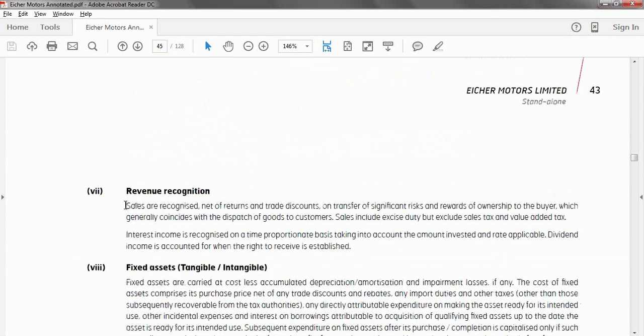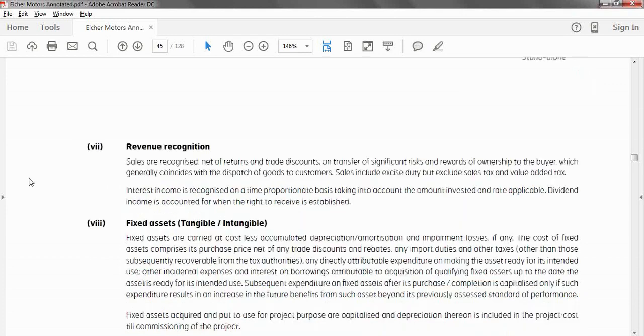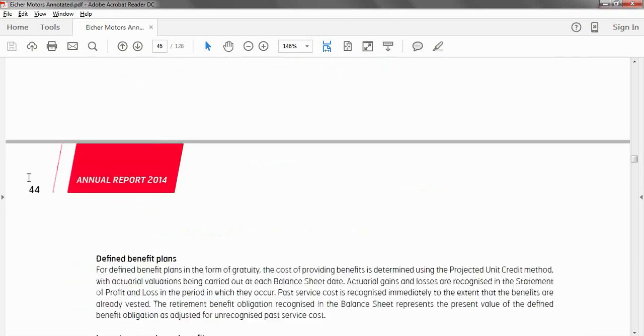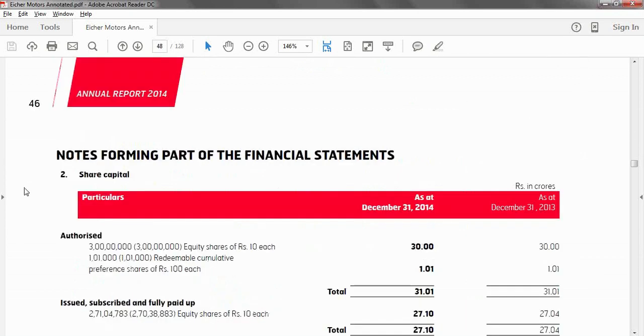Revenue recognition: sales are recognized net of returns and trade discounts on transfer of significant risks and rewards of ownership to the buyer, which is generally coinciding with the dispatch of goods to customers. So when a bike is sold, as soon as the bike is sold, that is where the revenue is recognized, right? And so on and so forth. You find some of these data points coming here, and then you have all the other details.